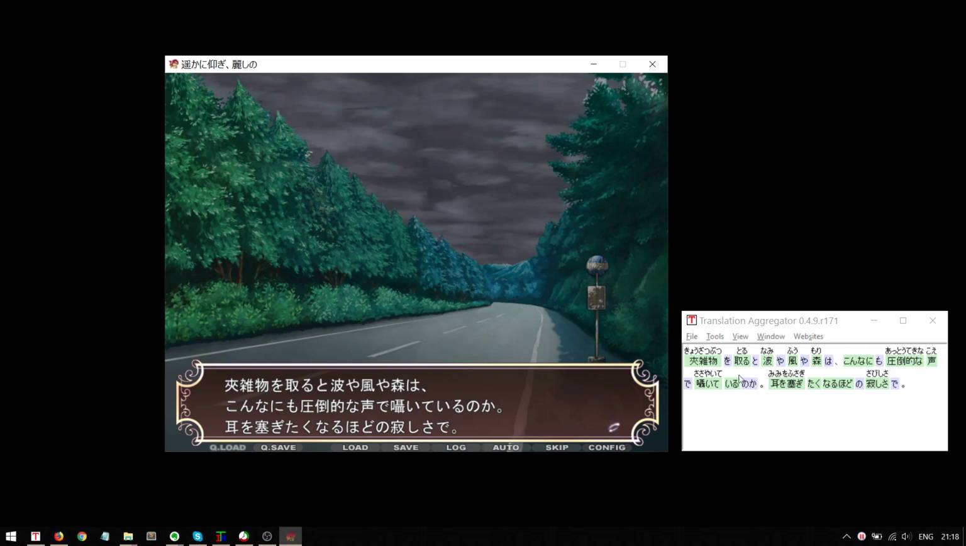I don't know that word, so you shouldn't worry about it. Kyozatsubutsu. It means foreign elements. Kyozatsubutsuを取ると波や風や森はこんなにも圧倒的な声でささやいているのか、耳を塞ぎたくなるほどの静かさで。This is another really hard sentence.